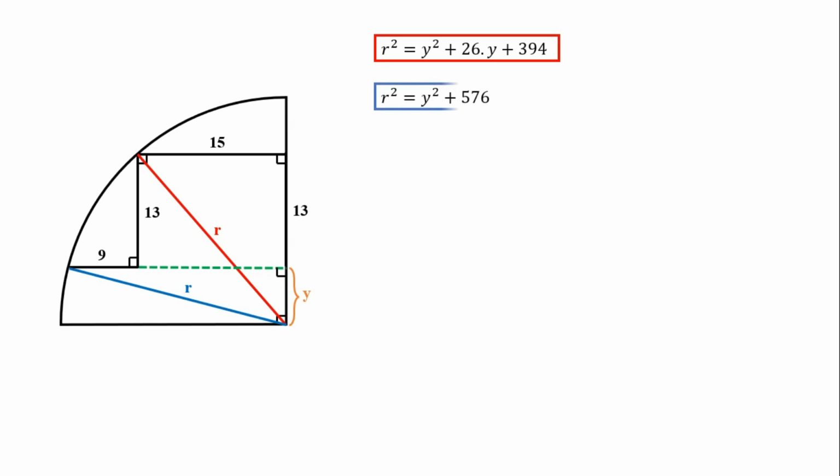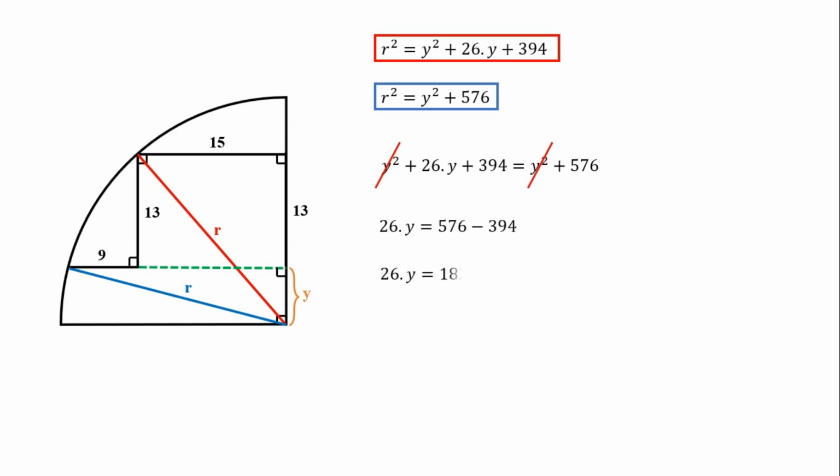Now we have two equations and both are equal to r squared. That means their right-hand sides must also be equal. The y squared terms cancel out. Subtract 394 from both sides. This gives us 26y equals 182. Now divide both sides by 26. We get y equals 7.